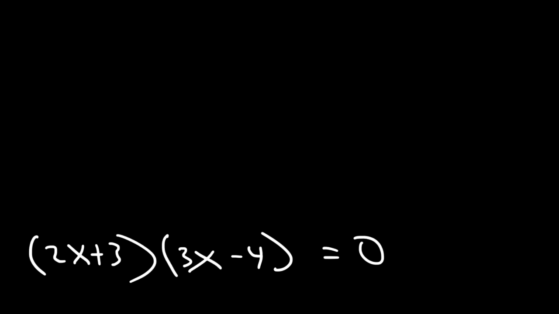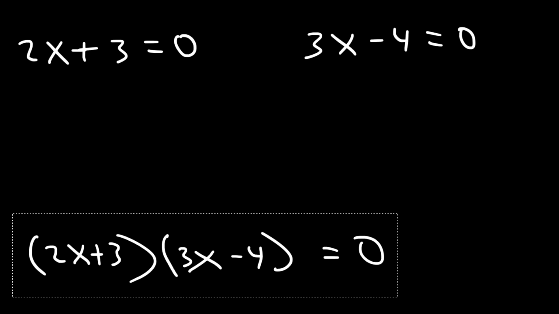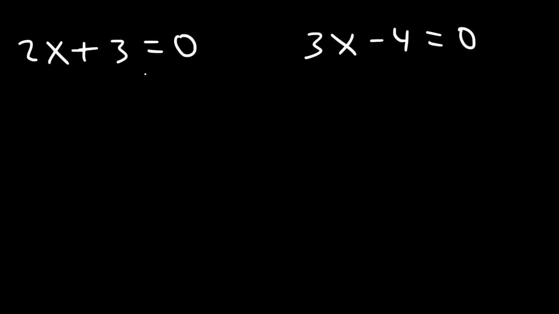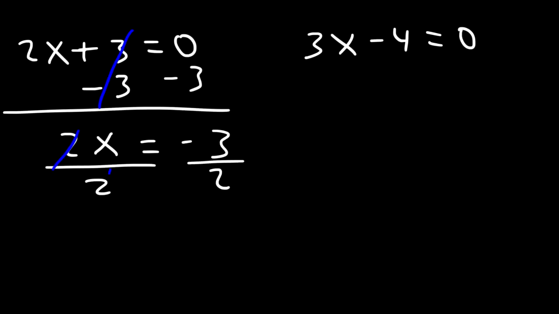Now what we're going to do is we're going to separate the two factors into two equations. So now let's calculate the value of x. So for the first one, we need to begin by subtracting both sides by 3. And so we're going to get 2x is equal to negative 3. And then we're going to divide both sides by 2. So x is negative 3 over 2.